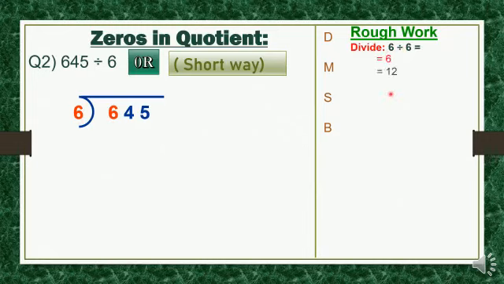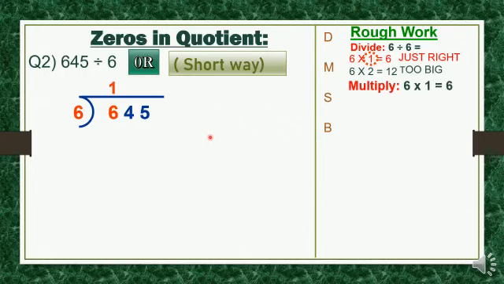We can clearly see that 6 twos are 12 will become too big, so we cannot take it. So we have to go for 6 ones are 6. So only one group of 6 we will be getting. That 1 we will be writing on top of 6. So the next step is to multiply. 6 multiplied by 1 will give us 6. Then the next step is to subtract. 6 minus 6 will give us 0.